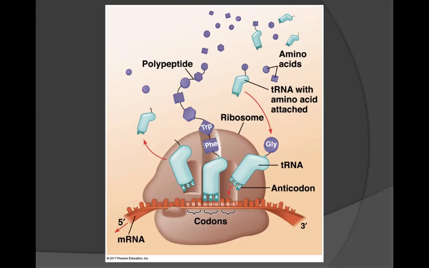Also note that the tRNA molecules contain the anticodon, which is the portion that will lock in to the mRNA molecule using hydrogen bonds.